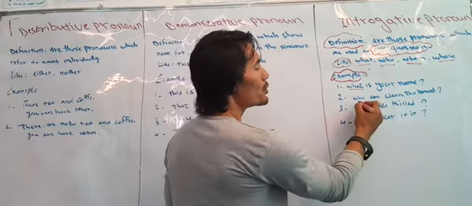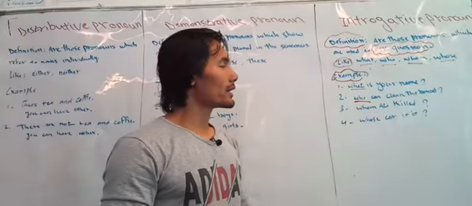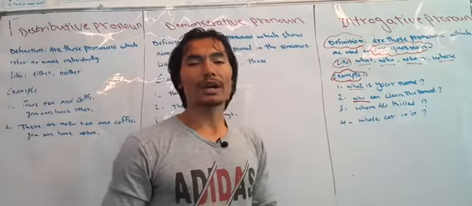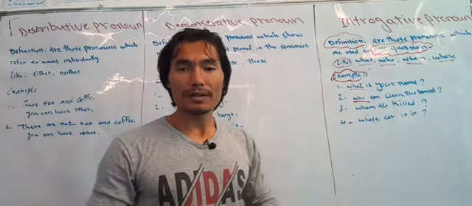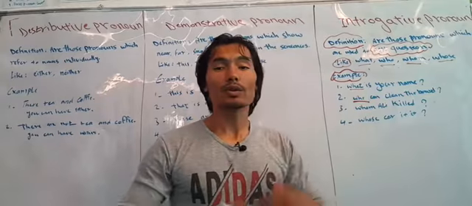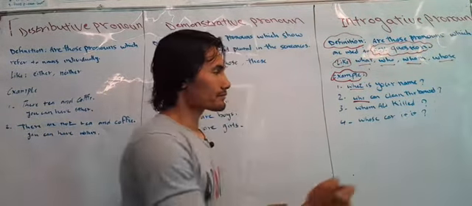Number two, who can clean the board? Who can clean the board? Who is also an interrogative pronoun. Instead of a person, we use this. Who can clean the board? Maybe Ali can clean the board, okay?